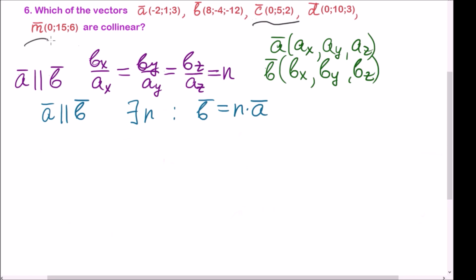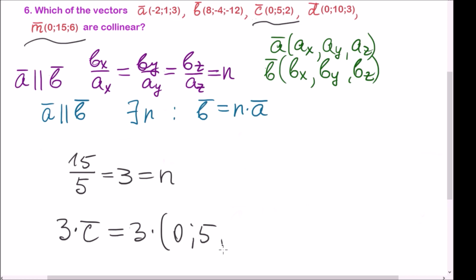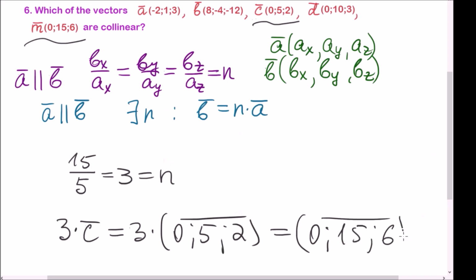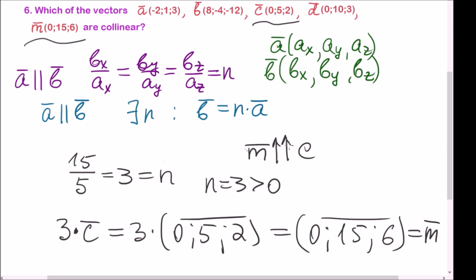Now let's consider the vectors C and M. If we divide the second coordinate of the vector M by the second coordinate of the vector C, we'll have 3, it's the number n, and if we multiply that number n by each coordinate of the vector C, 3 multiplied by 0, 5, 2, we'll have the vector with the coordinates 0, 15 and 6. It is vector M. So there exists the number 3 such that 3 multiplied by vector C gives the vector M. What does it mean? It means that vector M and vector C are collinear, and number n is positive, so they have the same direction.